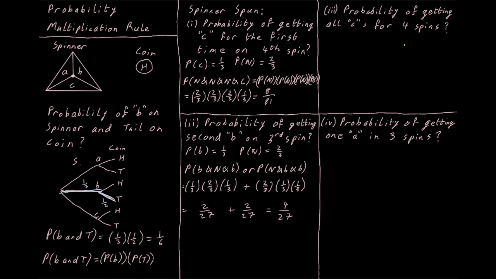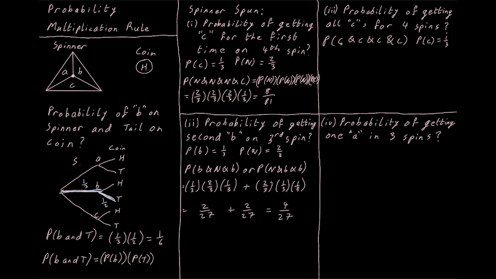So what is the probability of getting all C's for 4 spins? So we just get a C, and then a C, and then a C, and then a C. Well, how would that happen? We just have to get a C, and then a C, and then a C, and then a C. And that's it. So we need to know our probability of getting a C, which I should have written down first. So we know the probability of getting C is going to be a third. In this case, we don't need the probability of not getting a C, though we already know it's 2/3.